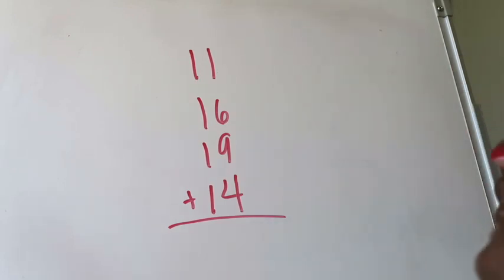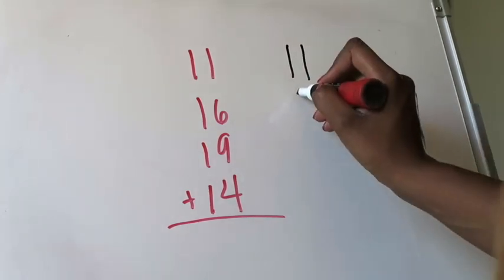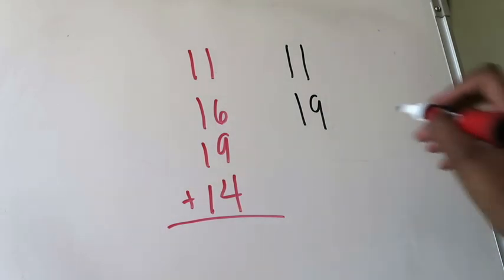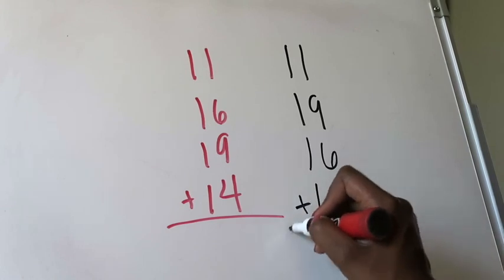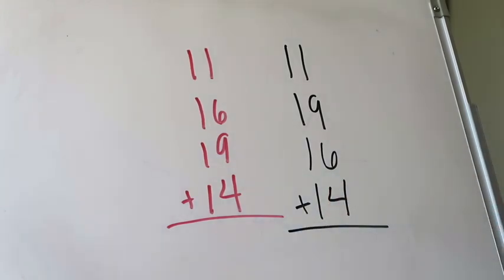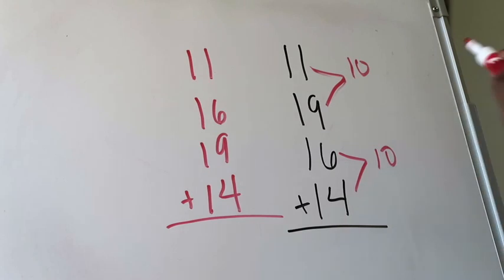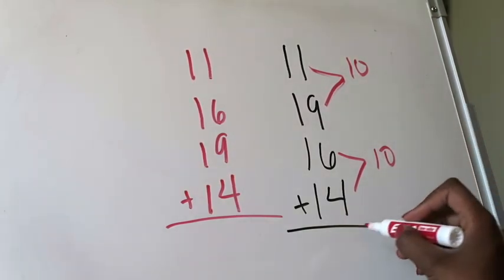So first I'm going to take 11. And instead of making 16 next, I'm going to make 19 because that's going to create a 10 right there. Then I'm going to put 16 and then 14. Now by doing that, I haven't changed the numbers, I've just changed the order. And by doing that, I created a 10 here and a 10 there. And I know that 10 plus another 10 is going to give me 20.